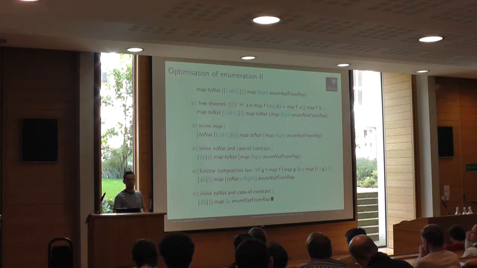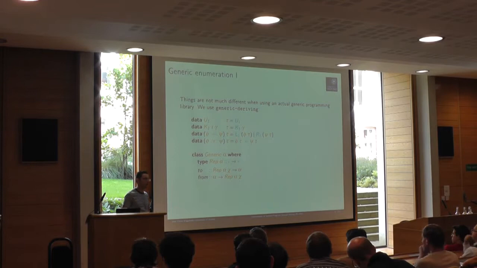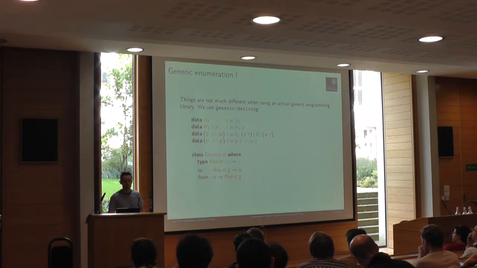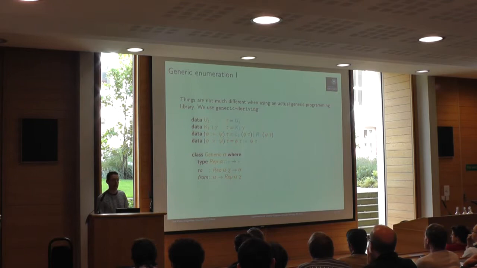Now we're going to see how we can do this in the concrete setting of a library for generic programming, because it was kind of a toy example. There are extra complications when you put in a generic programming library around it. And we're going to see how the compiler can be forced to do it instead of us by hand.